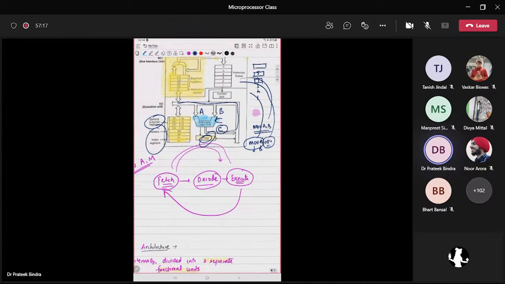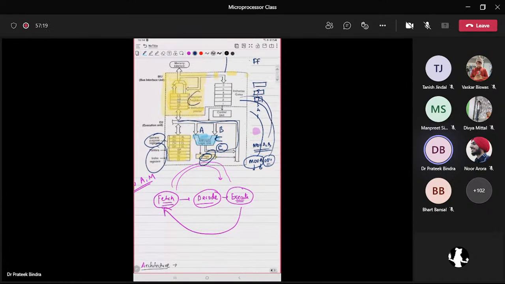And the contents of your BIU were your segment registers, instruction pointer, and instruction queue. Right? So these are the contents of your BIU. Fine.